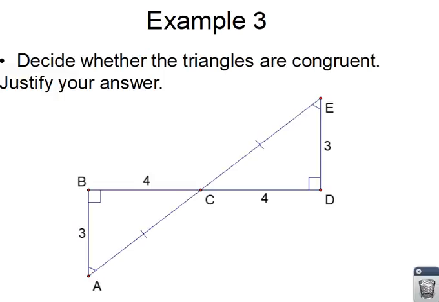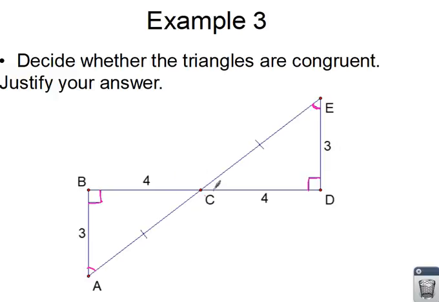Alright, we'll look at this and tell if the triangles are congruent. That means all of their sides have to be congruent, all of their angles have to be congruent. So let's start with the angles first. We know angle A is the same as angle E because they're marked the same. We know angle D over here is the same as B because they're both right angles, and all right angles are congruent.